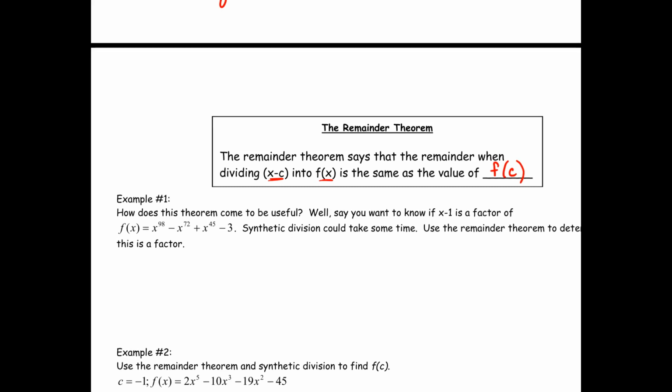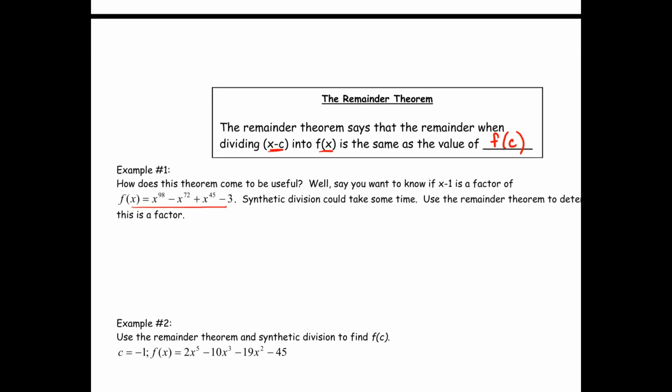Well, let's say you want to know if x minus 1 is a factor of this. Synthetic division would take some time. Long division would take some time. Use the remainder theorem to determine if x minus 1 is a factor. So notice, why would synthetic division take so long? You'd have to put placeholders in for x to the 97th, x to the 96th, x to the 95th. That would take forever. So the remainder theorem can be pretty helpful. What would we plug in to determine if x minus 1 is a factor? We'd plug in 1. We'd plug in the 0 value.